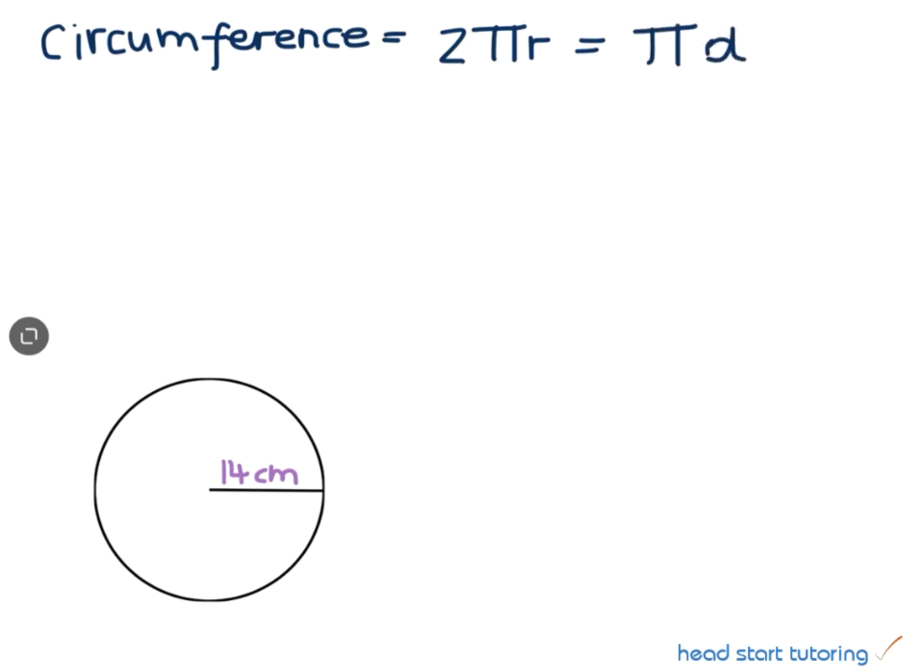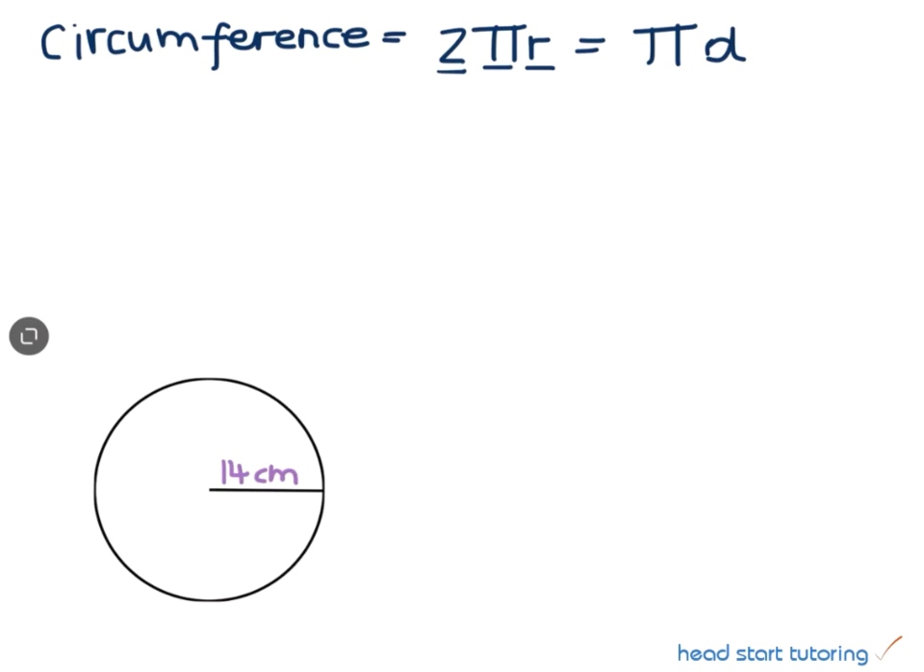The reason that 2 pi r is equal to pi times diameter is because 2 multiplied by our radius is equal to our diameter. So we can use either of these formulae. And remember that pi can be equal to 3 or 3.14 or 22 over 7. So it depends on what the question specifies.